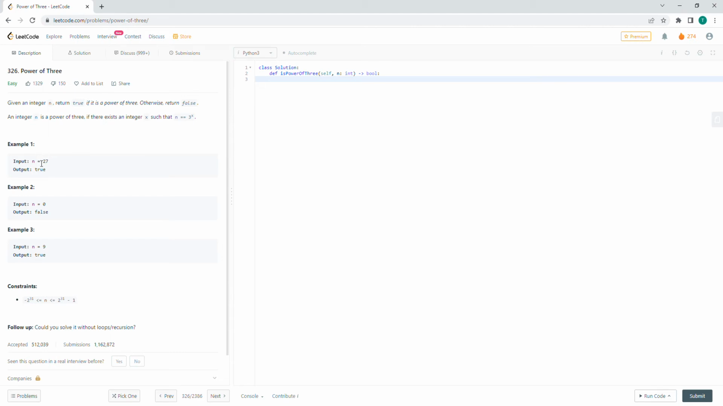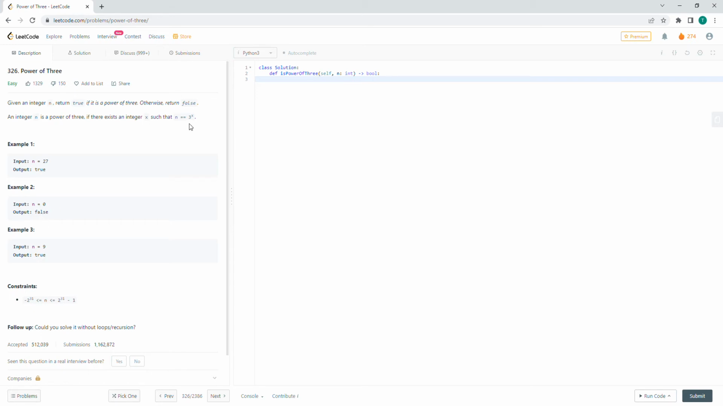So example 1 here, we have n equals 27. Is there a possible integer that we can make up x such that n is equal to 27? The answer is true if x is equal to 3. So 3 to the power of 3 equals 27. So return true.